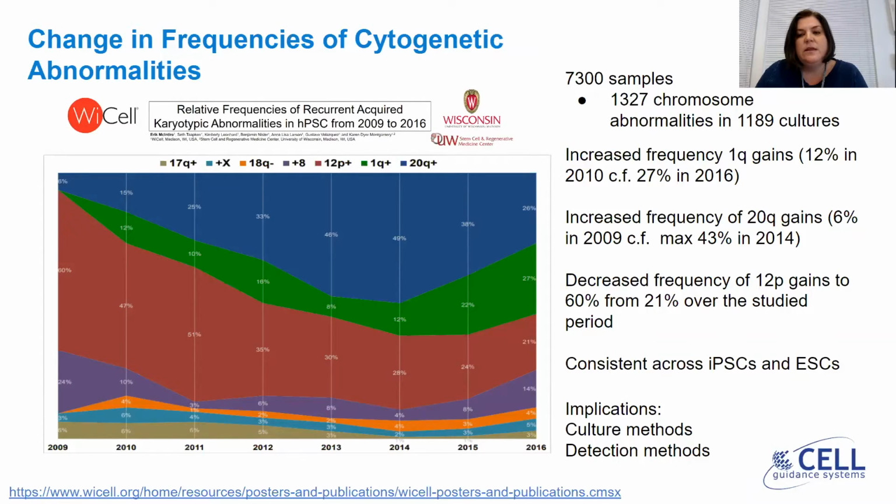Within the time period, they noticed an increase in 1q gains from 12% to 27%. They noticed an increased frequency of 20q gains from 6% to a maximum of 43% in 2014. And they noticed a decreased frequency of 12p gains, to 21% from 60% over the studied period. This was consistent across both iPSCs and ESCs. This has implications for culture methods and also detection methods.